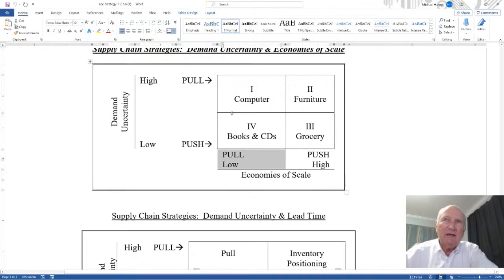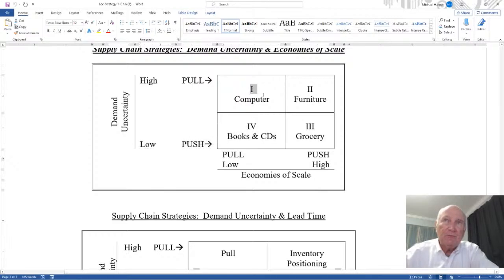Well, on this side, the low economies of scale is the computer and, say, books and CDs. But why would demand uncertainty... How can you have a push low and economies of scale pull? Because with demand uncertainty, quite often upstream could be more of a push. This is a push-pull.